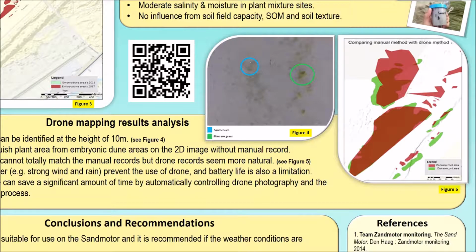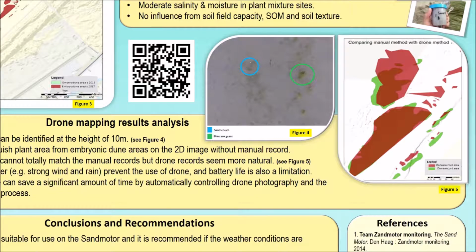By using the drone, it was found that plant species could be identified from a height of 10 metres, but not from above this height. This can be seen in Figure 4. However, plant areas could not be identified from the drone images. The drone records of the dunes differed from those recorded by the manual method. The differences in the polygons can be seen here in Figure 5. As you can see, the drone polygons seem more naturally shaped compared to the manual polygons.